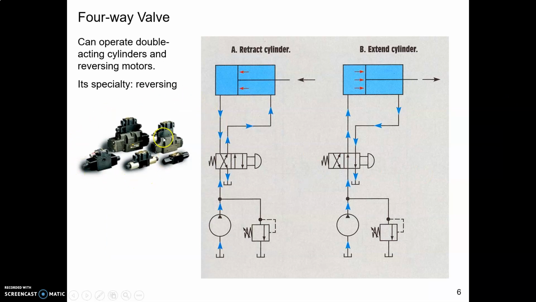Here are what some four-way valves look like. And four-way valves are used when you have double-acting cylinders. So you can extend the cylinder or you can retract the cylinder. And the specialty of this four-way valve is that it can reverse the flow so that you can extend or retract.